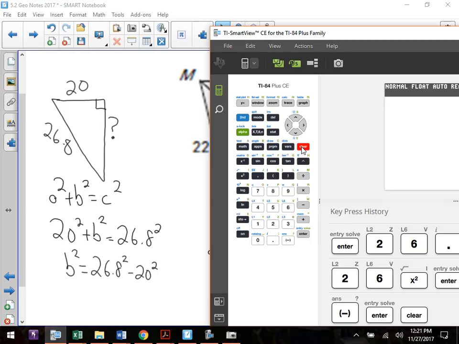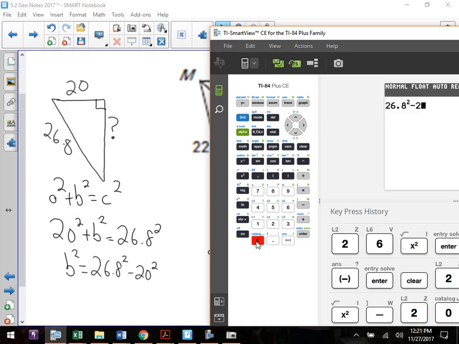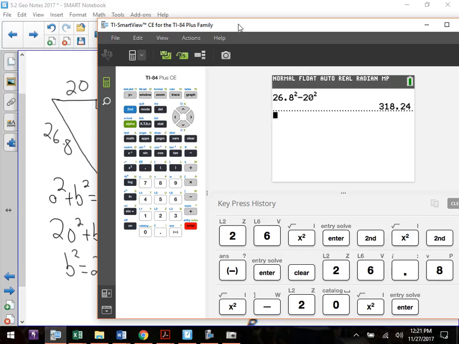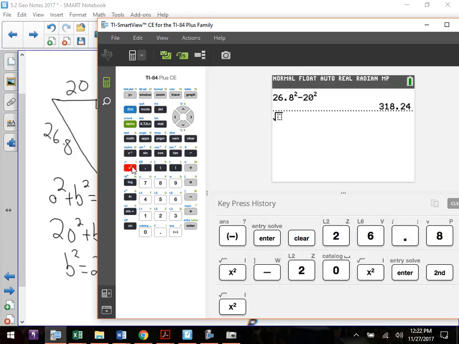What I would do is type this in, 26.8 squared, subtract 20 squared, and hit enter. When you do that, you'll have something on your screen that says 318.24. Everybody got that? Don't press any other buttons yet. But right now, that equals b squared. How do you undo squaring? You square root it. So here's what you do now. Don't press anything else but this. Hit your second square root button of your answer and hit enter.